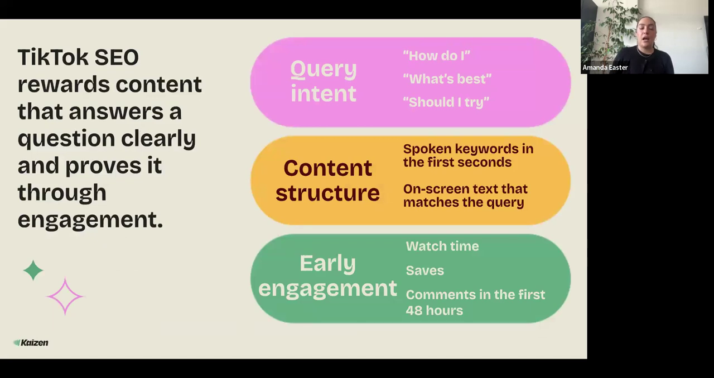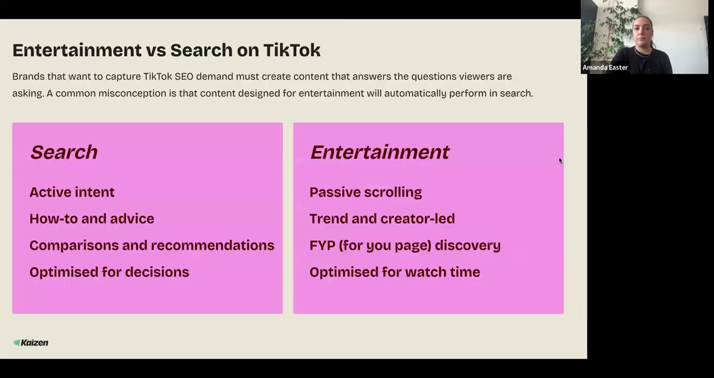TikTok SEO rewards content that answers questions really clearly and then proves it through engagement. There are three different structures here. First is query intent: the how do I, what's best, should I try? Then it's content structure, such as spoken keywords in the first few sentences and on-screen text that matches the query exactly. And then the early engagement, which looks at watch time, saves, and comments in the first 48 hours, etc. We have a really great optimization structure that Elena will go through in a little bit that dives deeper into these three portions.